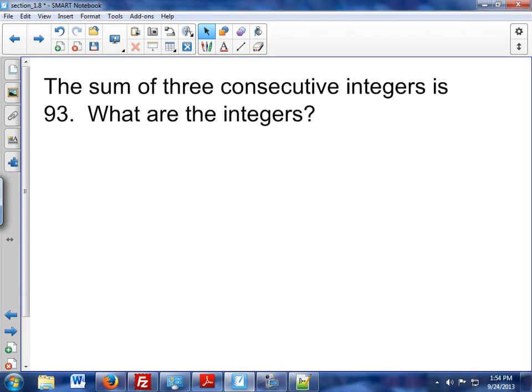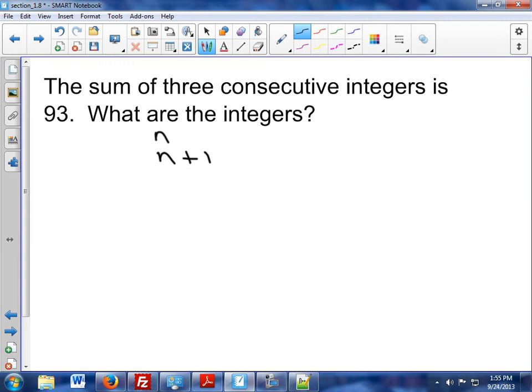All right. The sum of 3 consecutive integers is 93. What are the integers? Well, how many are there? 3. There's 3. So I'm going to have n. What do I do for the other ones? N plus 1. Very good. N plus 2.